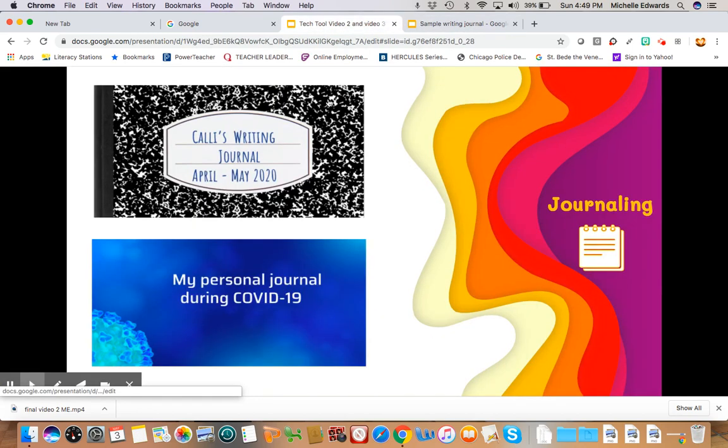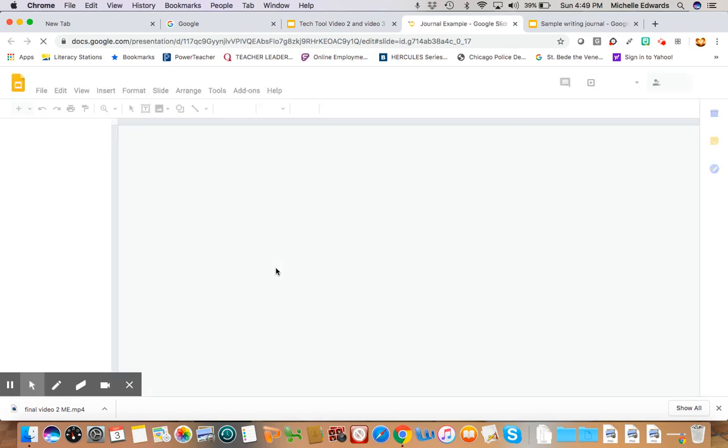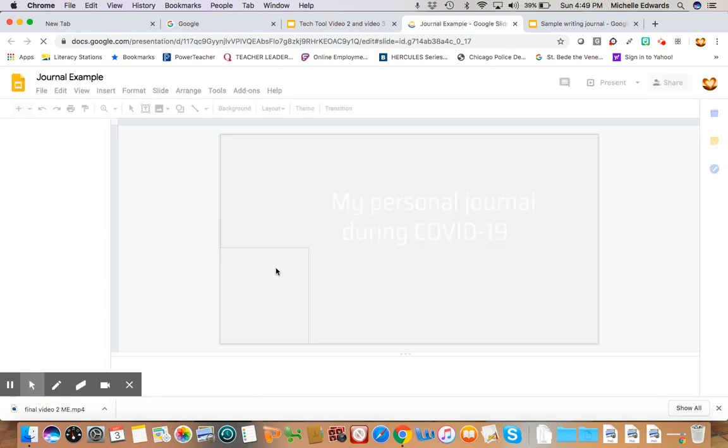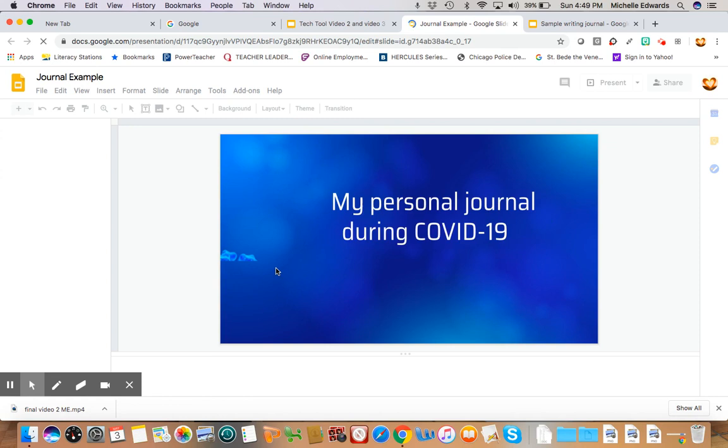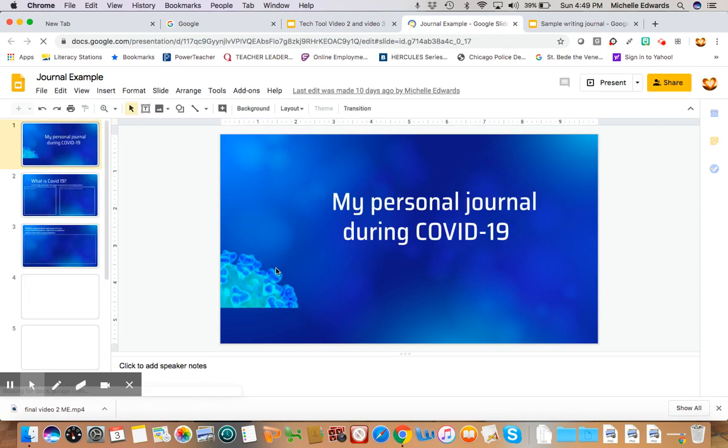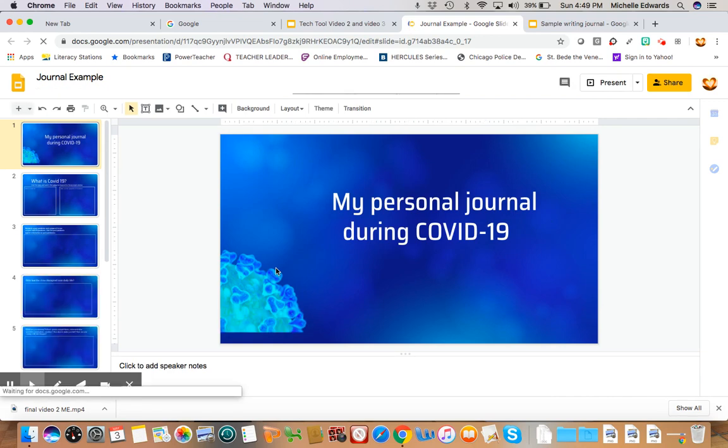You also could do a more structured journal based on a topic. For example, our older students may benefit from a COVID-19 journal. Within the journal, they would not only learn more about the COVID-19 pandemic, but also be able to share some of their feelings that they're facing right now. This would allow us to get a pulse on their social emotional well-being while they're at home.